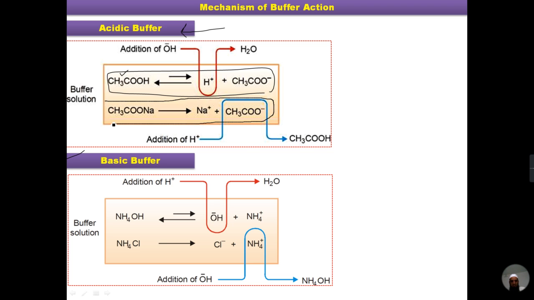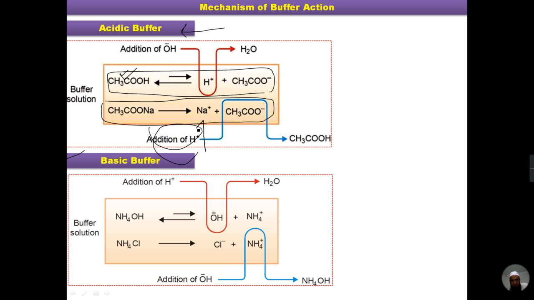But here the important thing is, sodium acetate is a strong electrolyte, acetic acid is a weak electrolyte. That means acetic acid will be weakly dissociated, while sodium acetate will be strongly dissociated. Now talking about the buffer action, let us talk first about how we want to change the pH of the solution. So let's add the H positive ion to this solution.